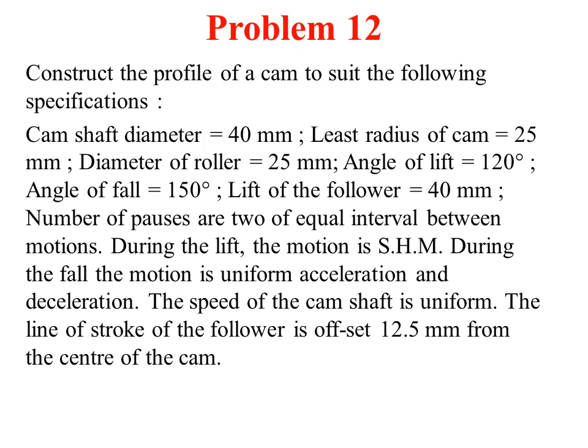And in the problem they mentioned 2 equal interval. That means 90 degree by 2 equals 45 degree. That means each dwell is 45 degree. So here we'll be having angle of lift 120 degree, dwell 45 degree, angle of fall 150 degree and dwell 45 degree. So that is how it will be.